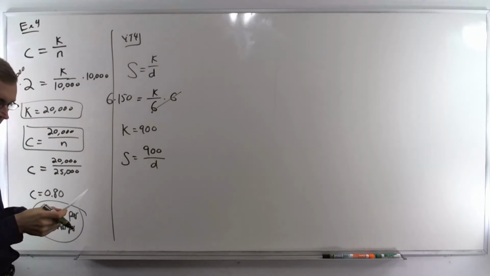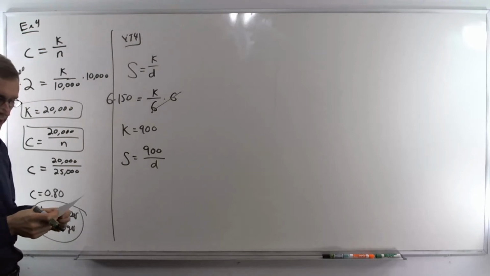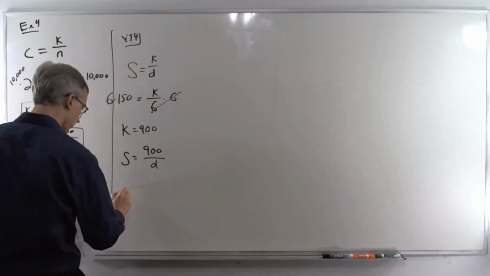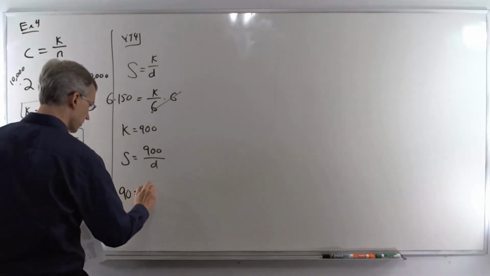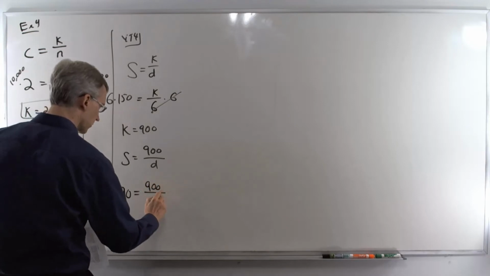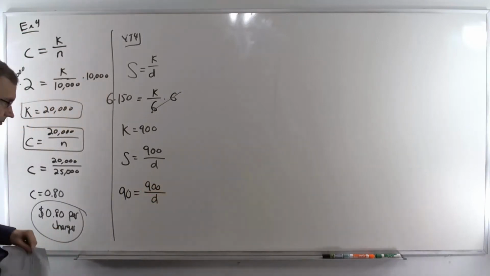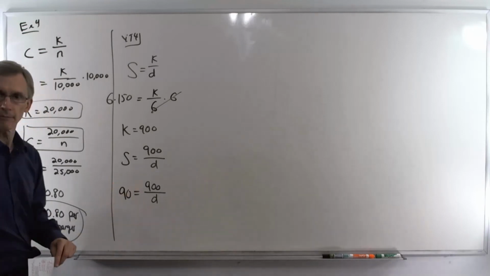Now I want to know what's the diameter of the pulley that rotates at 90 RPM. So 90 is the speed. 90 is going to go in for S. All right, swap trick. This is going to come up a lot. Make sure you know this one.